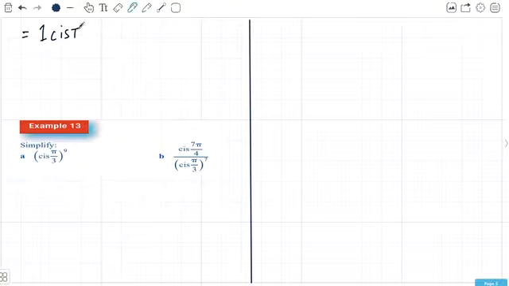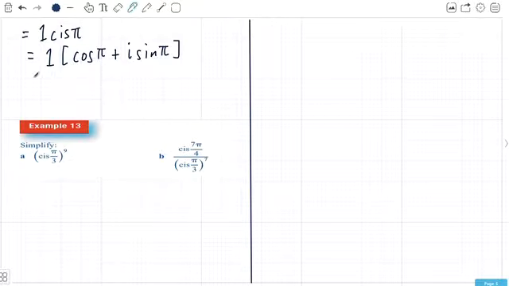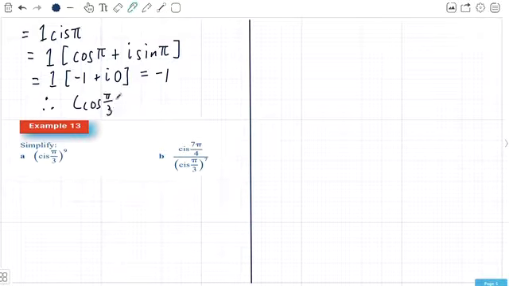1 cis pi. That's equal to 1 outside of, remember that cis is cos plus i sine of the angle, which is pi. And we know that cos of pi is -1 and sine of pi is 0. So there's no imaginary component, and we just end up with the purely real number, which is -1. So for this particular one, even though you started off with a complex number, cis pi on 3, when you raise it to the power of 9, you end up with a purely real number.